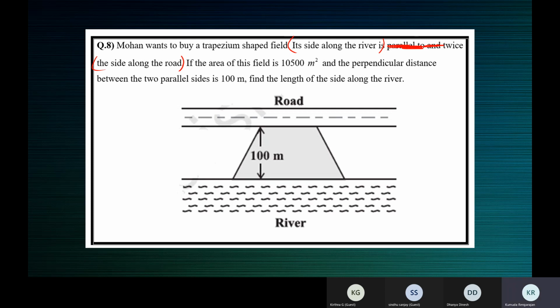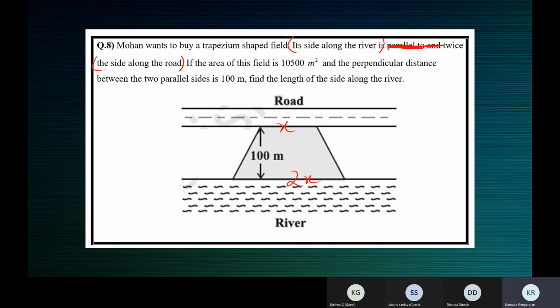So the side along the river is twice the side along the road. That means if the side along the road is x, then the side along the river is 2x. If the area of this field is 10,500 meters squared and the perpendicular distance between the two parallel sides is 100 meters, find the length of the side along the river.